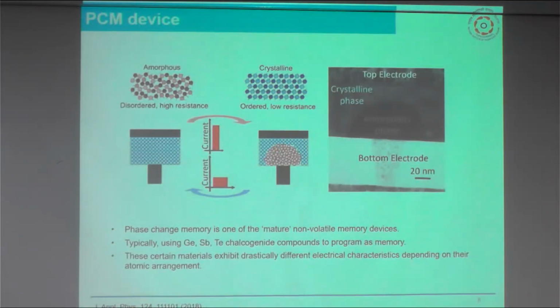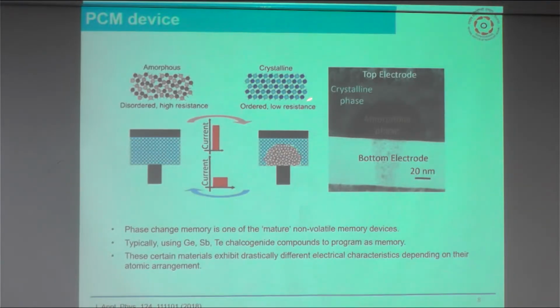Now again, the fundamentals of the PCM device which we have seen earlier. This is the amorphous and crystalline: disordered, high resistive, and ordered, low resistive regions. By providing appropriate electrical pulses, to go from low resistance to the high resistive amorphous region, you need to provide a reset pulse, which is of comparatively higher magnitude compared to the set pulse, as you can see. From here you can reach this region, so this particular volume got amorphized. Then if you want to come back to the same position, you can provide a set pulse, which has a relatively lower current value but a longer pulse duration, so that you can again come back to this position.